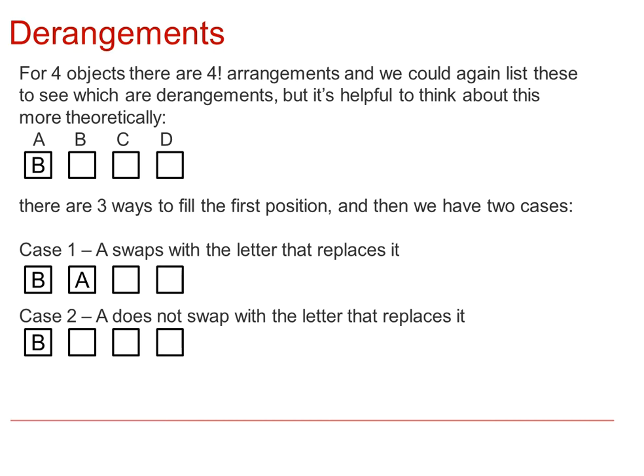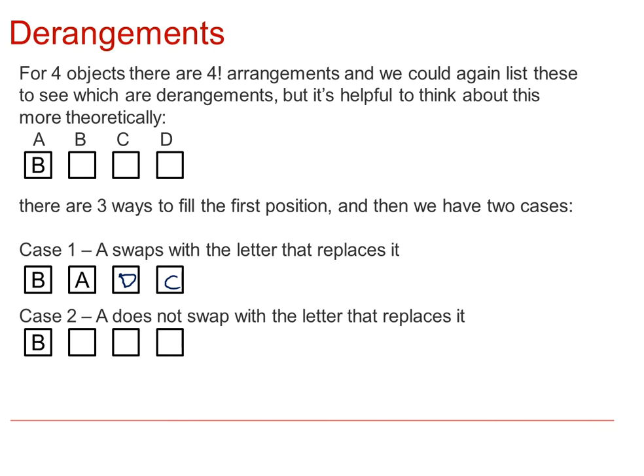Subsequent to that, we have 2 cases. Either case 1, where A swaps with the letter that replaces it, so we would have BA. And then we have 2 slots left for C and D. They must not be in their original position, so in other words, C cannot go in the 3rd slot, nor D in the 4th, and that leaves us then with the option of D and then C.